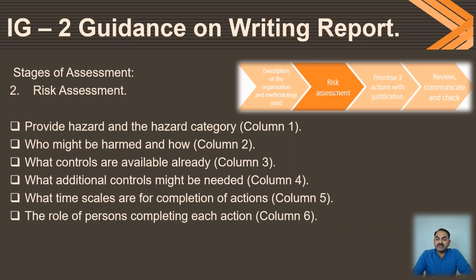In column number 6, you will be defining the role of the persons completing those tasks. For example, you put one control to develop a safe system of work. You cannot put here that the production manager is in charge of this job. We all know that the health and safety department, the safety manager, is the right person to develop a safe system of work in coordination with other people, and he should be responsible for this control. So all of these things, guys, you need to be very logical in defining, and you should make sure that the examiner gets an idea that what you are saying is the right thing.